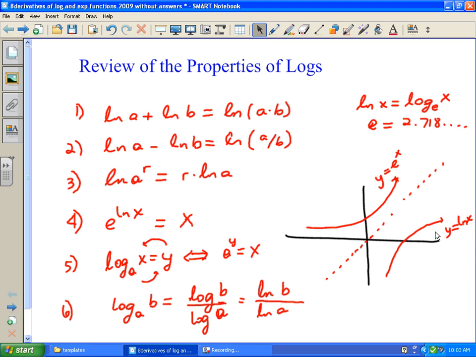So before we can handle doing calculus with logarithmic functions, we want to first of all review our properties of logs and go over some important properties about logarithmic and exponential functions. And what we see here is a list of important rules that we need to know from algebra, right?